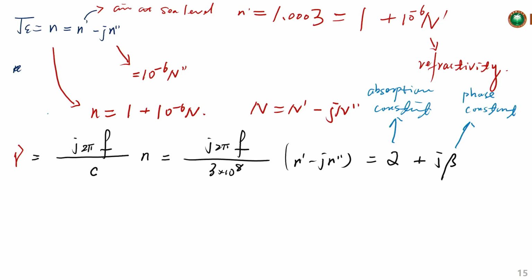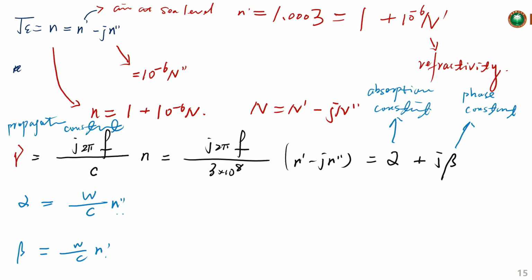So that means the propagation constant is related to the absorption and the phase, or the refraction. So now alpha and beta can be represented by omega over c times n double prime, and beta equals omega over c times n prime, which is the refraction, the real part.